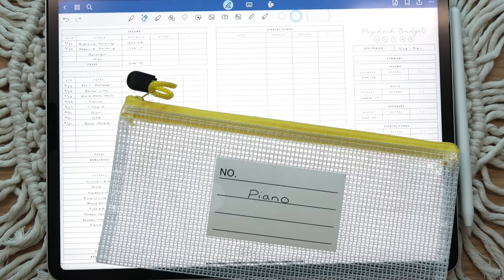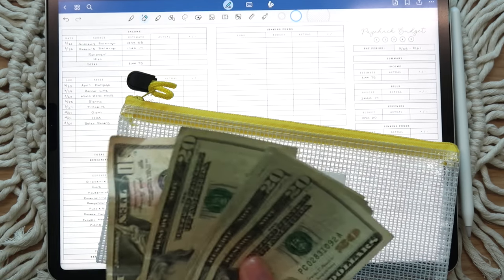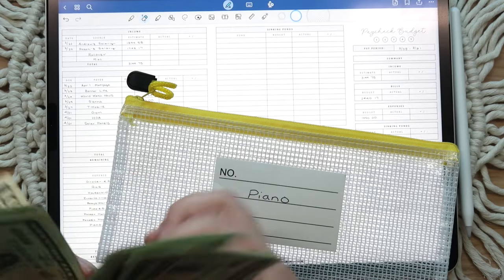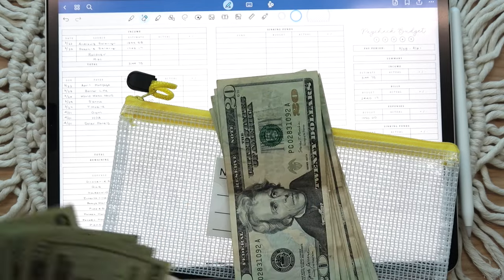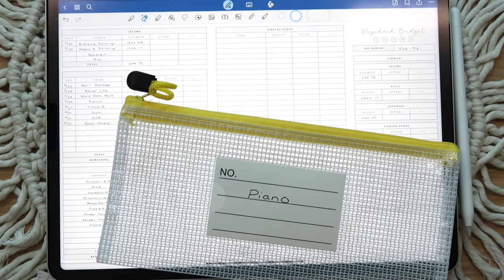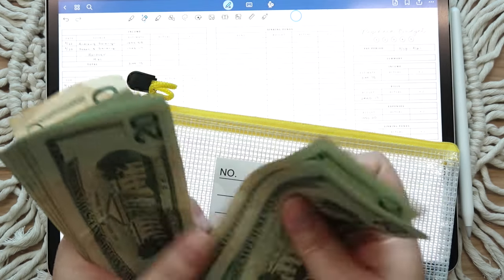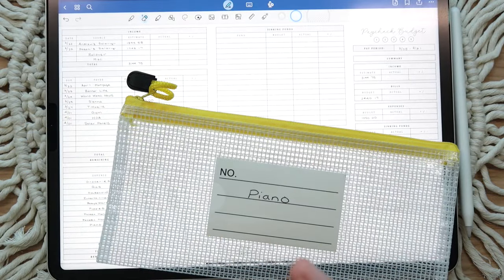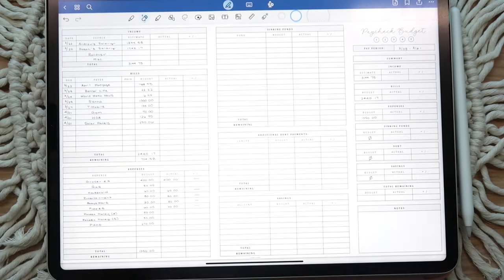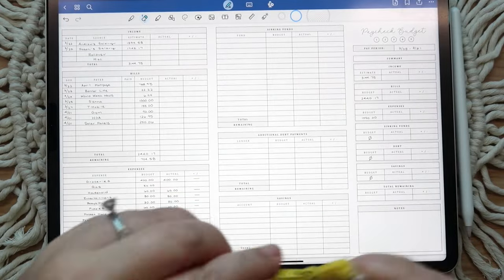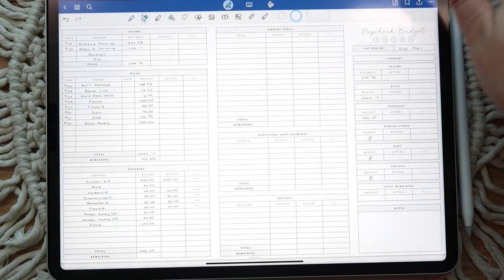And then we have piano. So we need 270 for piano. So actually this will probably work out really well because I have another 10 here. Okay. So 20, 40, 60, 80, 20, 40, 60, 80, 20, 40, 60, and then 70. So maybe I did actually mean to do that. So that's 270. We'll pay that on the 1st of April, which is a Monday. And we have that all ready to go for when we need to bring this to her piano teacher.